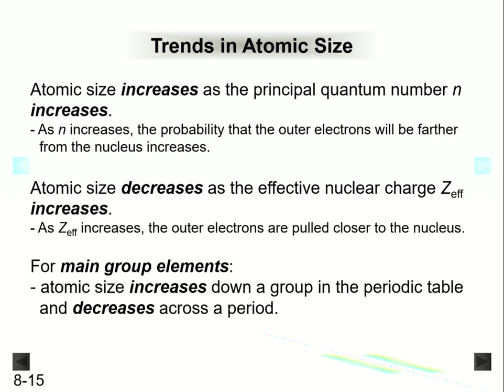But next, atomic size decreases as the effective nuclear charge increases. So now when n goes up, Z goes up, but within a fixed row, as you go from left to right, the effective nuclear charge increases, and so the size goes down because we have a fixed principal quantum number. Therefore, for main group elements, atom size increases down a group and decreases going from left to right across a period.